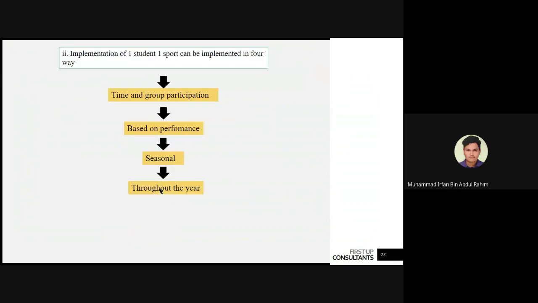Okay, the second strategy is the implementation of one student, one sport, which can be implemented in four ways. The first way is time and group participation. The second way is based on performance. The third way is seasonal. For seasonal, it is according to the calendar plan at the state and national district levels.